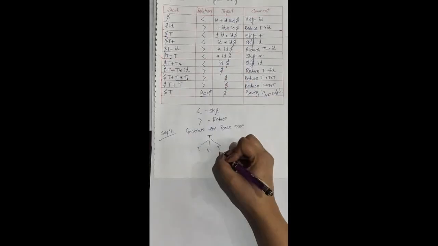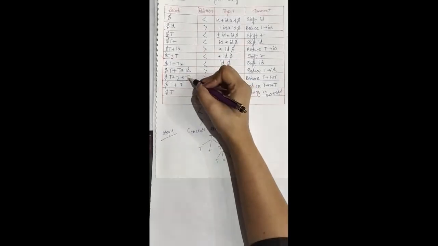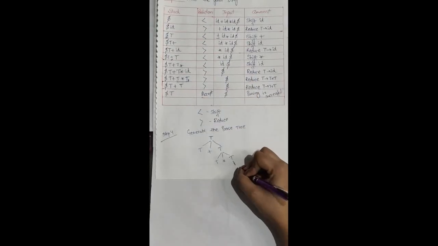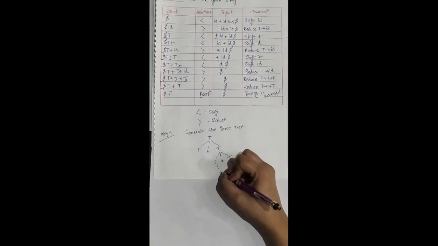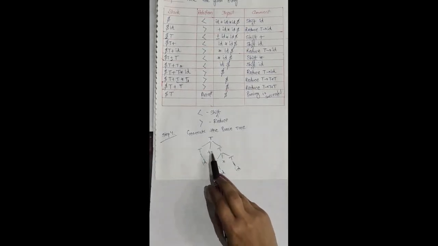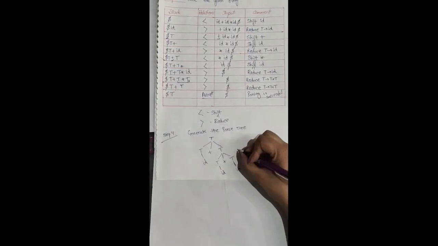T asterisk T. Now this T is substituted by ID. In upper steps this T is also substituted by ID, and this is also substituted by ID. So we are getting ID plus ID asterisk ID. So this is the final step and we are done with the parsing.